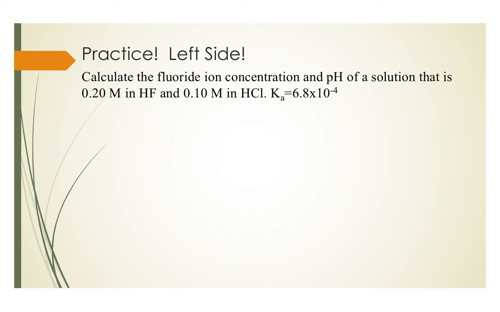Calculate the fluoride ion concentration and pH of a solution that is 0.20 molar in HF and 0.10 molar in HCl. Ka equals 6.8 times 10 to the negative fourth. All right, so let's start off with this. We're going to go RICE.